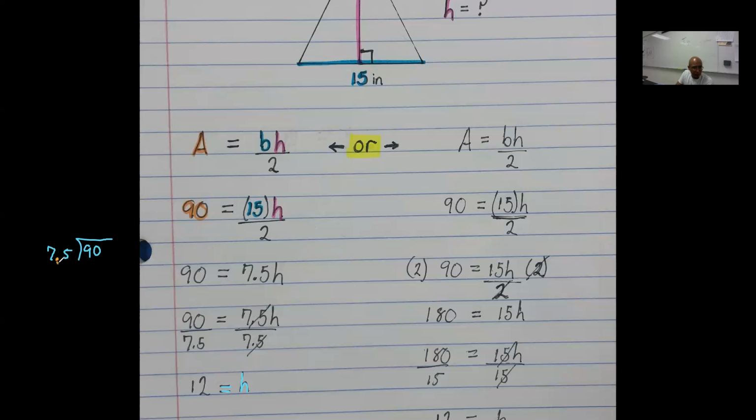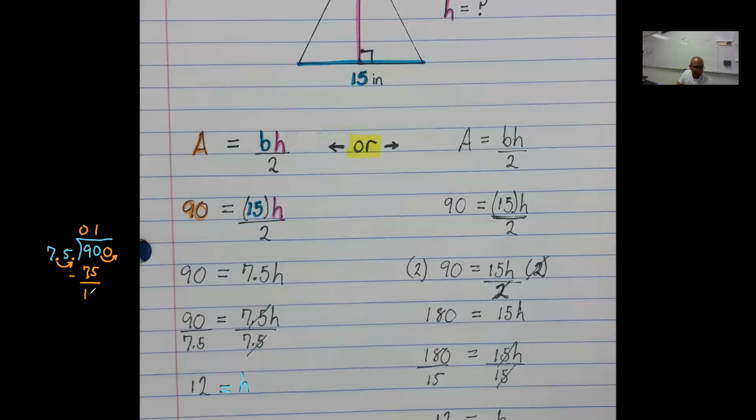So I'm going to take this decimal and make this into a whole number. So now it's actually 75. And I can do that as long as I take the decimal here in the 90 and move it over the same number of times in the same direction. So 90 divided by 7.5 is the same thing as 900 divided by 75. 75 goes into 90 one time.